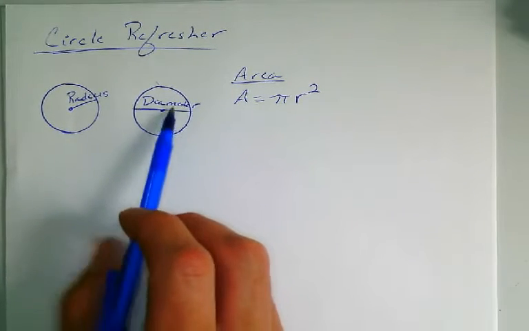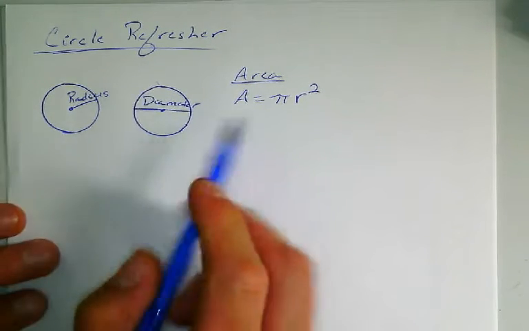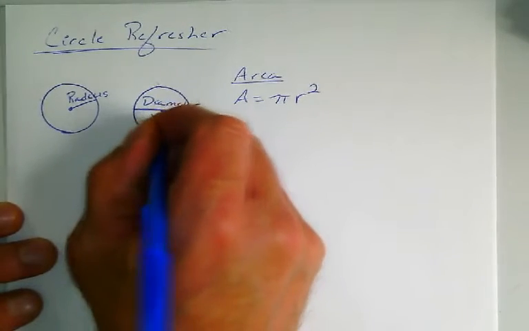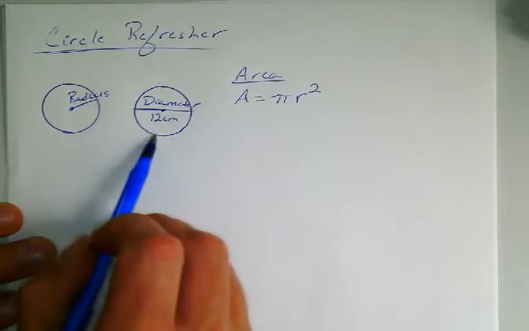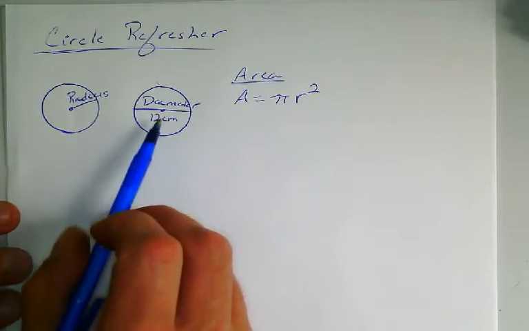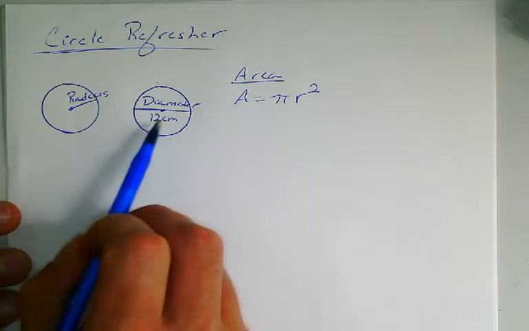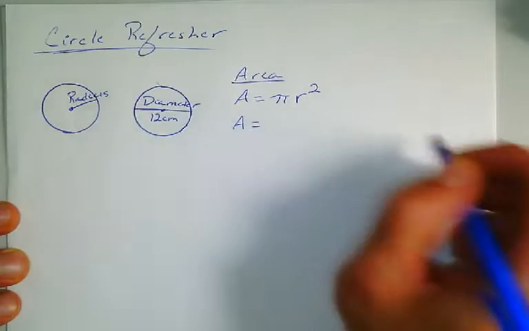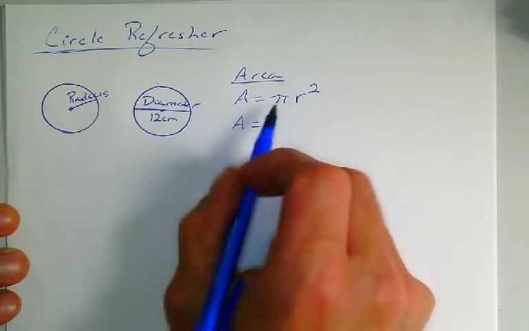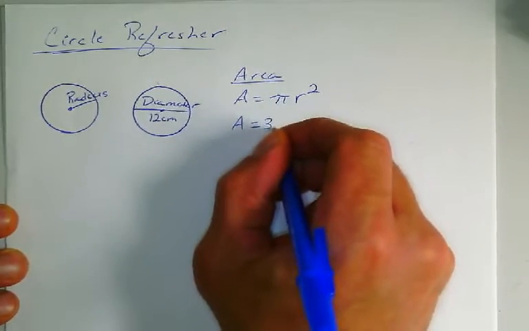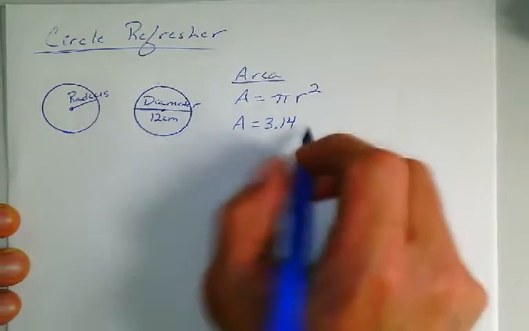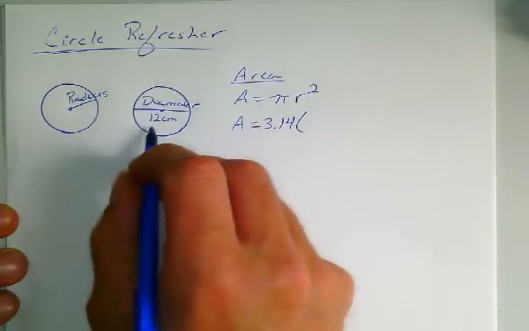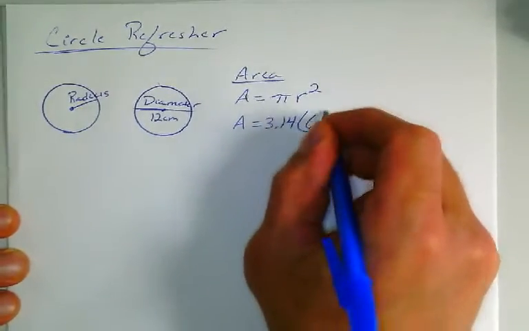You need the radius. All right, so you had a diameter of, let's say, 12 centimeters. All right, you need to know that the radius is half the diameter. So the radius in this particular case is 6. So if I wanted to find the area of this particular circle, I would do A equals pi, which we're going to use as 3.14. That's an approximation, times my radius, which I know is 6, squared.